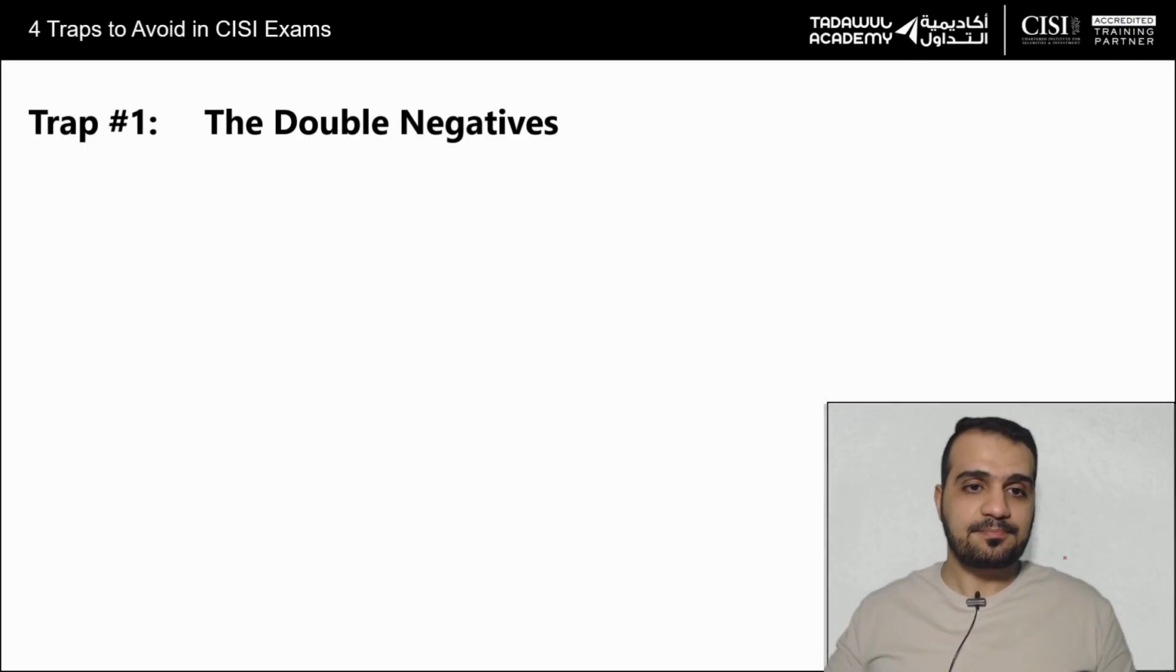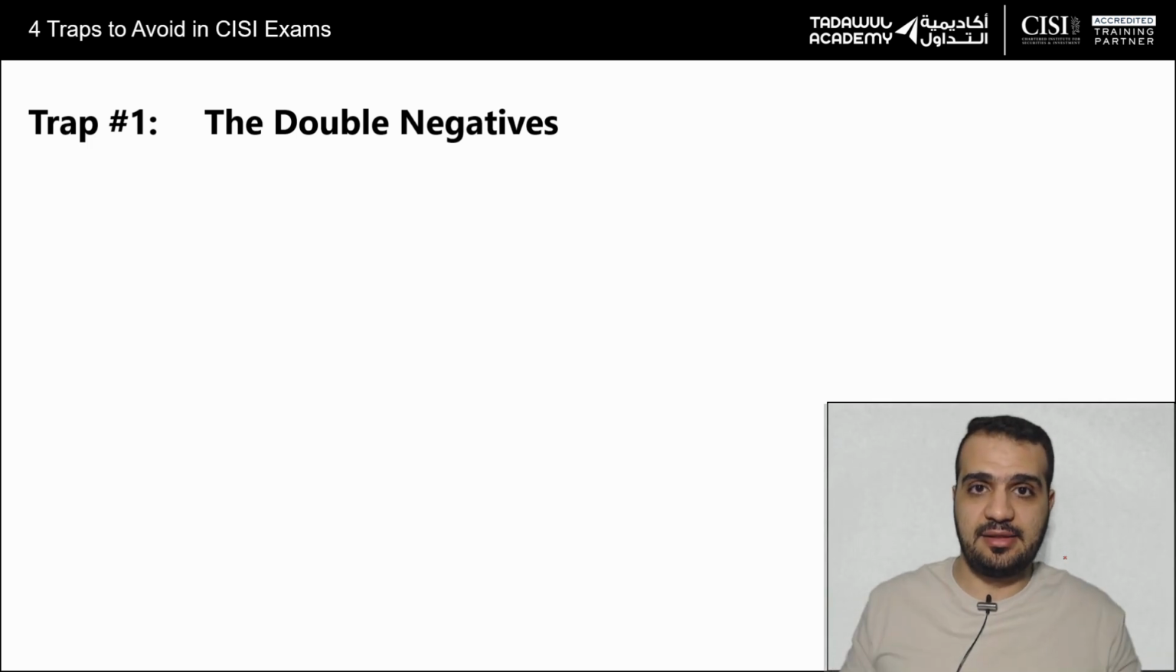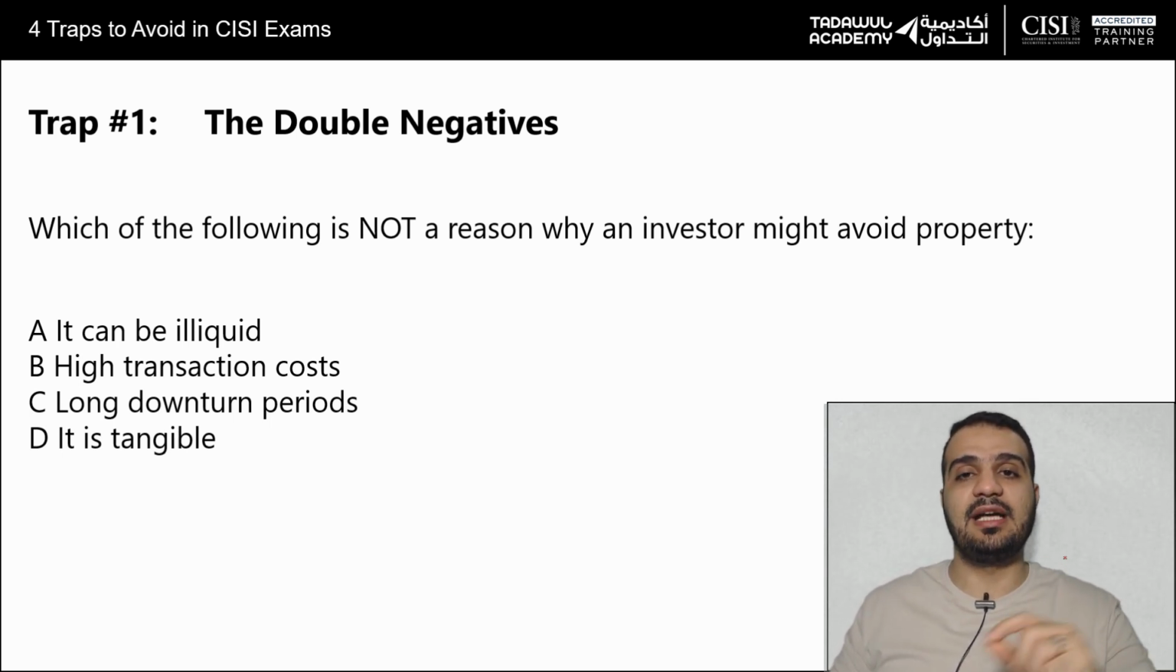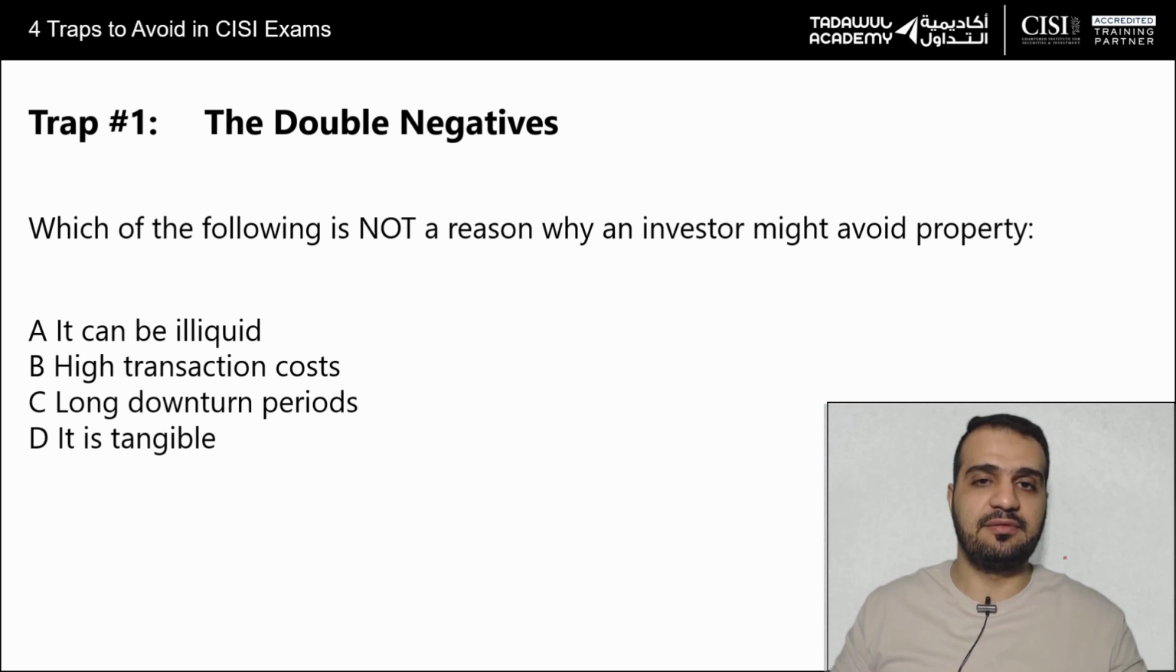Trap number one, the double negatives. This is a question that has two negatives in it, basically meaning positive. Here's a quick example. Which of the following is not a reason why an investor might avoid property investments?